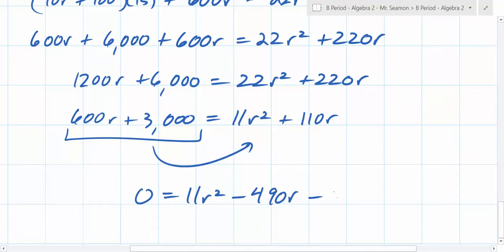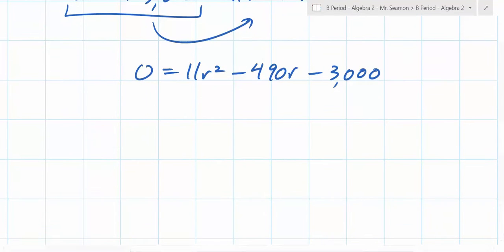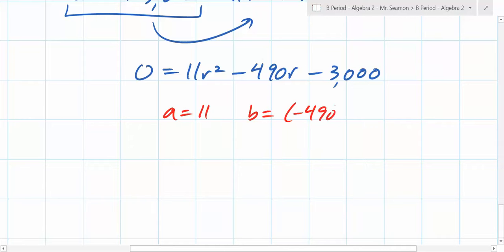490R minus what? 3,000. Now here's the thing. Even if that was factorable, do you really want to play around with it? No. So what should you go straight to? So A is what? B. And C is negative 3,000.